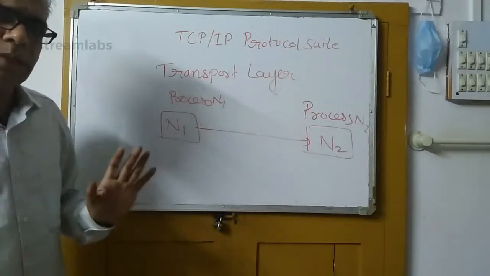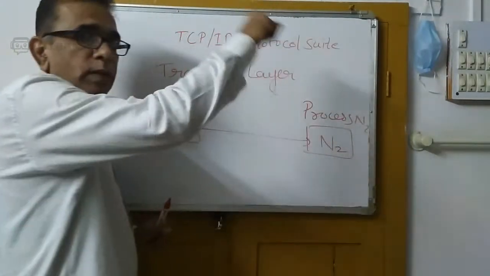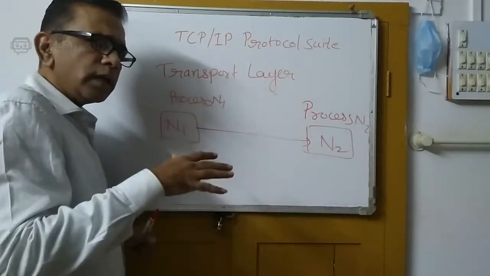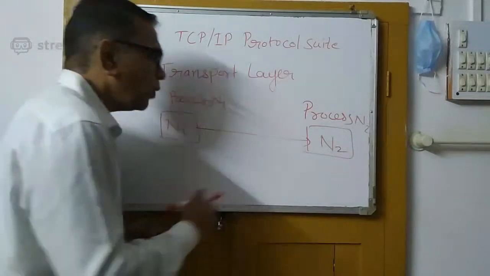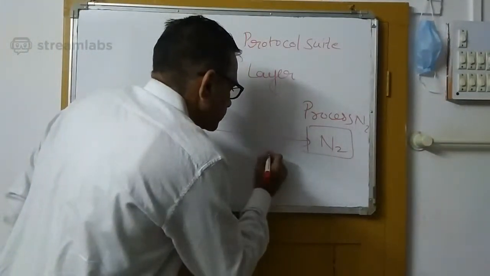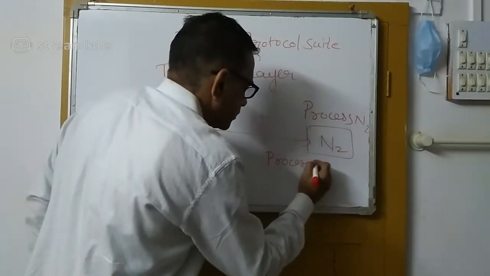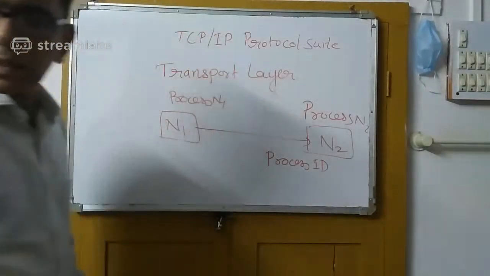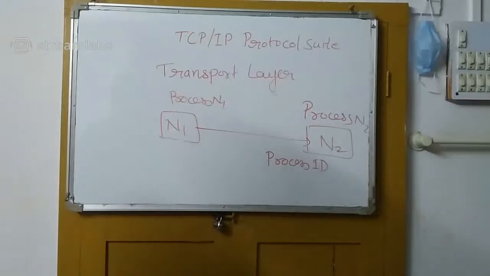IP address helps us. But from here to reach a specific process, what do I need? I need some new address. That new address, what we call it as, say, process ID. Okay, we call it as process ID or transport layer address.